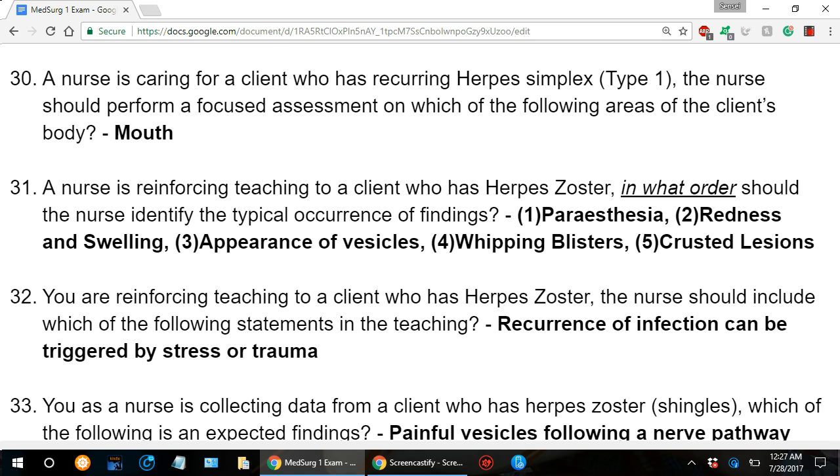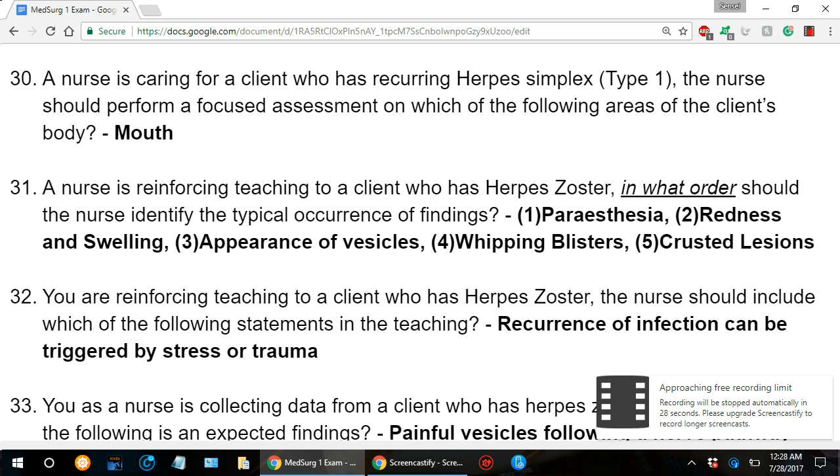A nurse is reinforcing teaching to a client who has herpes zoster. In what order should a nurse identify the typical occurrence of findings? This would be in the order of paresthesia, redness and swelling, appearance of vesicles, weeping blisters, crusted lesions.